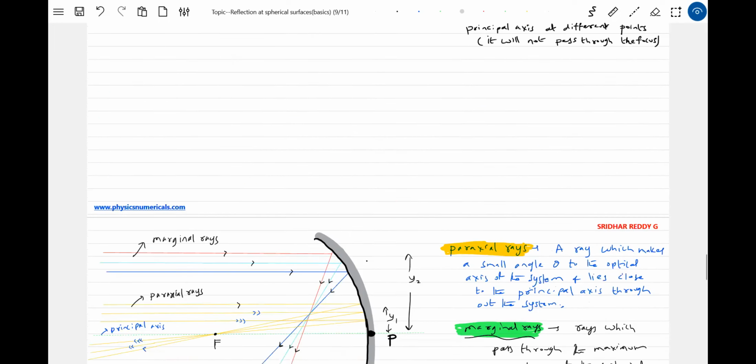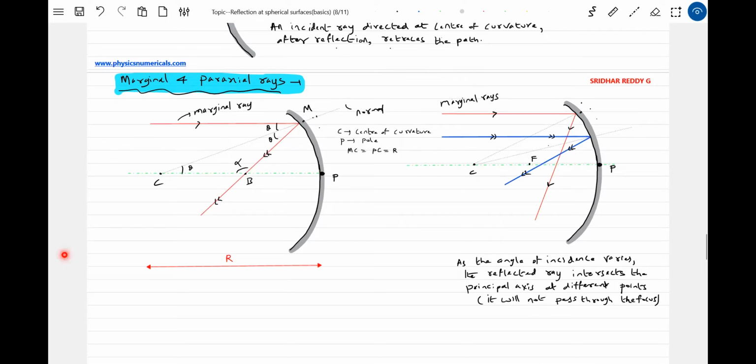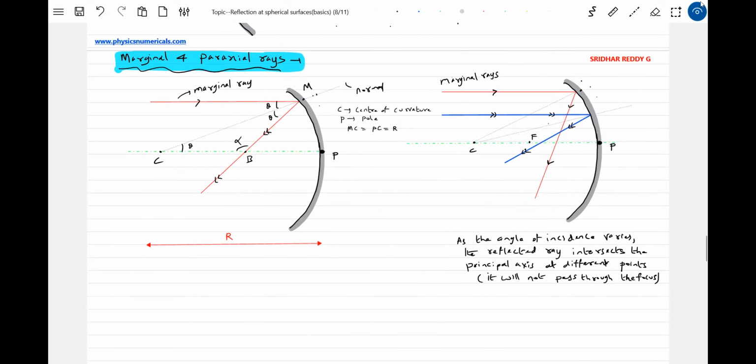Okay, let me give the mathematics involved here. Some will take help of math. I just took a paraxial marginal ray. After reflection, it will meet the principal axis at point B. Let's call it the principal axis here after reflection.